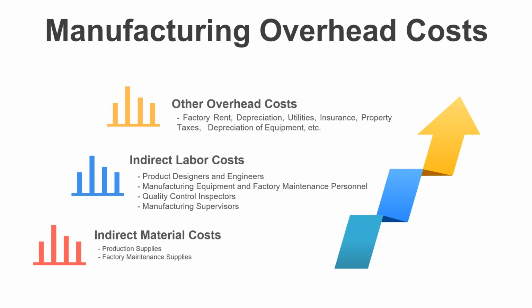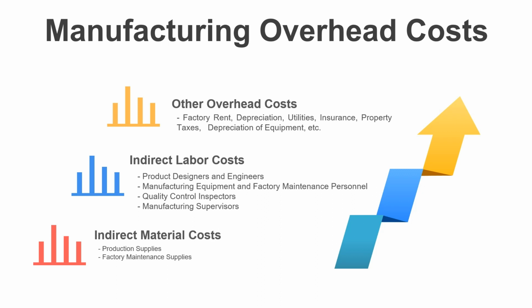If you simply are buying finished sofas, you're not going to have manufacturing supervisors or quality control inspectors or factory maintenance personnel or product designers. So any cost that effectively could be avoided if in fact we weren't in the manufacturing business is a cost associated with the manufacturing, whether it be direct or indirect, as we're discussing here in manufacturing overhead.